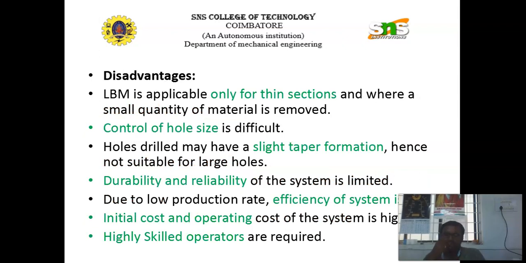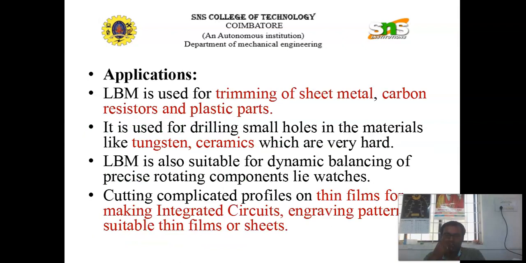The limitations are that it is applicable only for thin sections and where a small quantity of material is removed. Control of hole size is difficult. Holes drilled may have a slight taper, hence it is not suitable for large holes. Durability and reliability of the system is limited due to low production rate. Efficiency of the system is low, and a highly skilled operator is required in the case of the laser beam machining process.